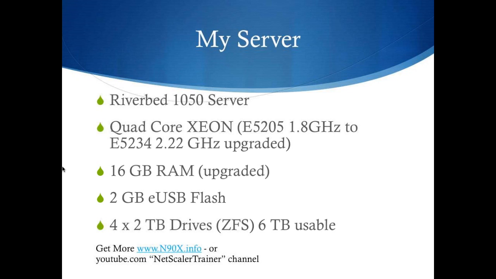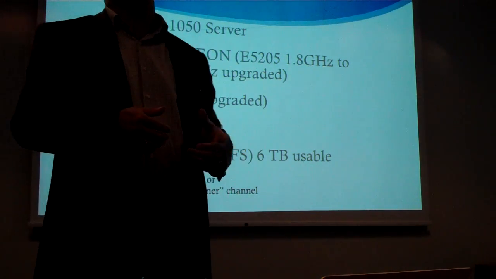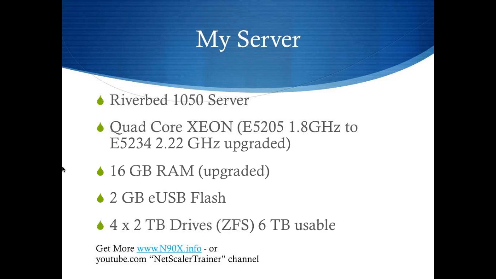I had to ship them to New York, and then from New York I shipped them to Poland. And I upgraded. It came with a dual core 1.86 gigahertz Xeon processor, and for another $12, I was able to buy a quad core 2.22 processor. I bought two of them because I have two of these machines, swapped them out, and I added 16 gigs of RAM. So that's my box. It's pretty BA.